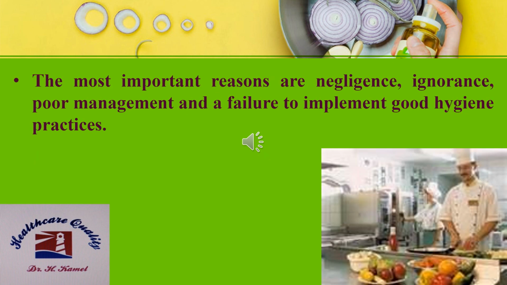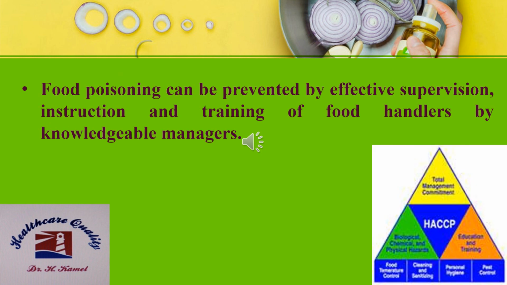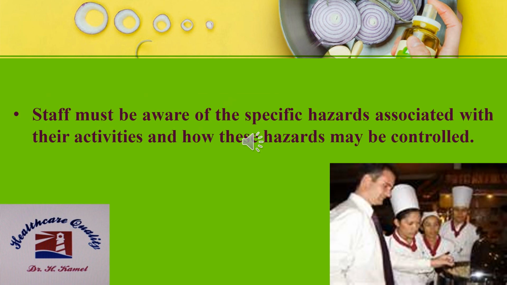And again, the most important reasons are negligence, ignorance, poor management, and a failure to implement good hygiene practices. Food poisoning can be prevented by effective supervision, instruction, and the training of food handlers by knowledgeable managers. Staff must be aware of the specific hazards associated with their activities and how these hazards may be controlled.